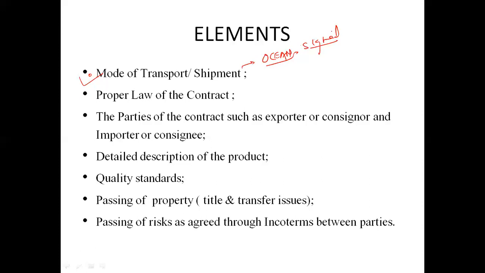The next thing is passing of risk, as agreed through Incoterms between the parties. You need to discuss well in advance what kind of Incoterms you are going to use: FOB, CIF, D term or E term. Out of these E, F, C and D terms, you need to select any one. Majority of the time it is FOB and CIF, but still you ask the importer about these Incoterms, and be careful in selecting them because they directly affect your pricing.